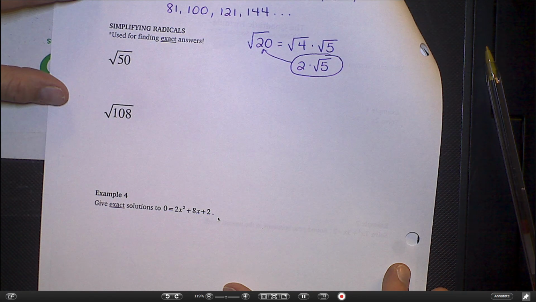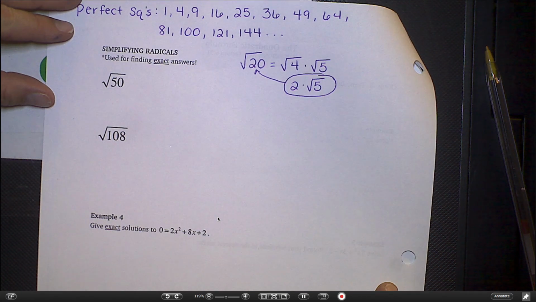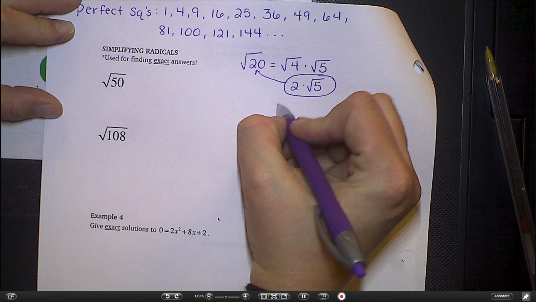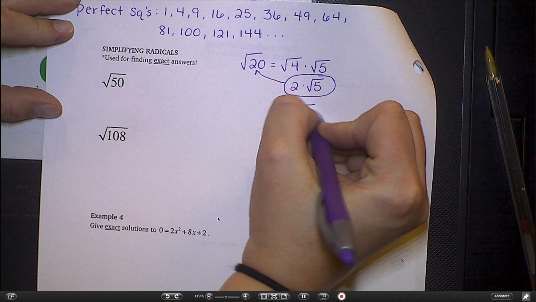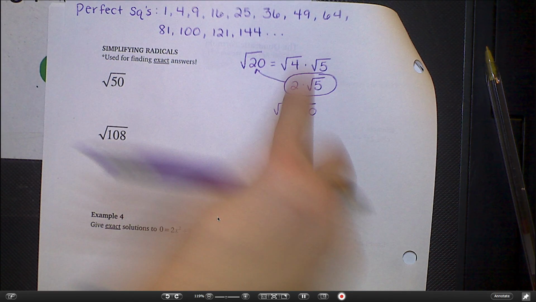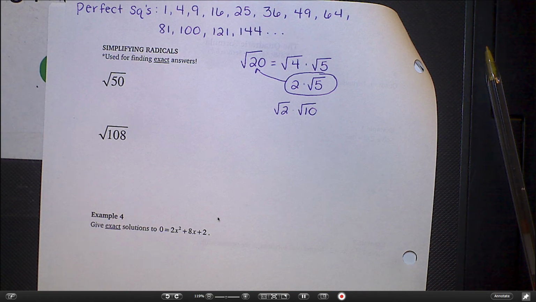Okay. Now notice I picked that combination for a reason. If I had done square root of 2 times square root of 10, that is true, right? Like 20 is 2 times 10, but that wouldn't have gotten me anywhere, right? So the whole idea is to take the number that you're working with and write it as something times something, where one of your somethings is one of my perfect squares. And that's why it's so important that you know those perfect squares off the top of your head, okay?